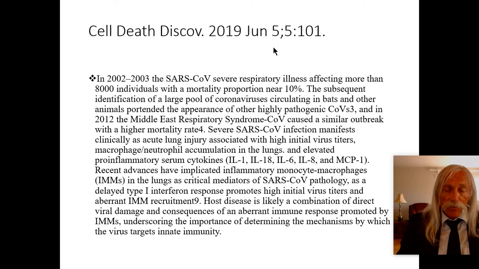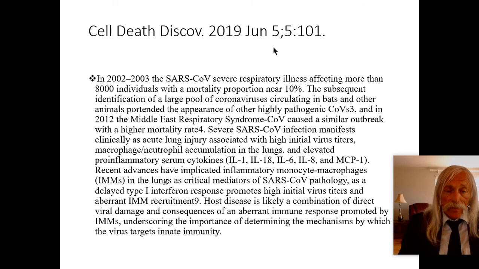Subsequent identification of a large pool of coronaviruses circulating in bats and other animals portended the appearance of other highly pathogenic coronaviruses. And in 2012, you had the MERS, which is the Middle East Respiratory Syndrome. That caused a similar outbreak with a higher mortality rate. Severe SARS infection manifests clinically as acute lung injury associated with high initial viral titers. Remember that level of virus that we're talking about in terms of controlling the immune response, right? We want to keep the viral titer down, replication of the virus down initially.